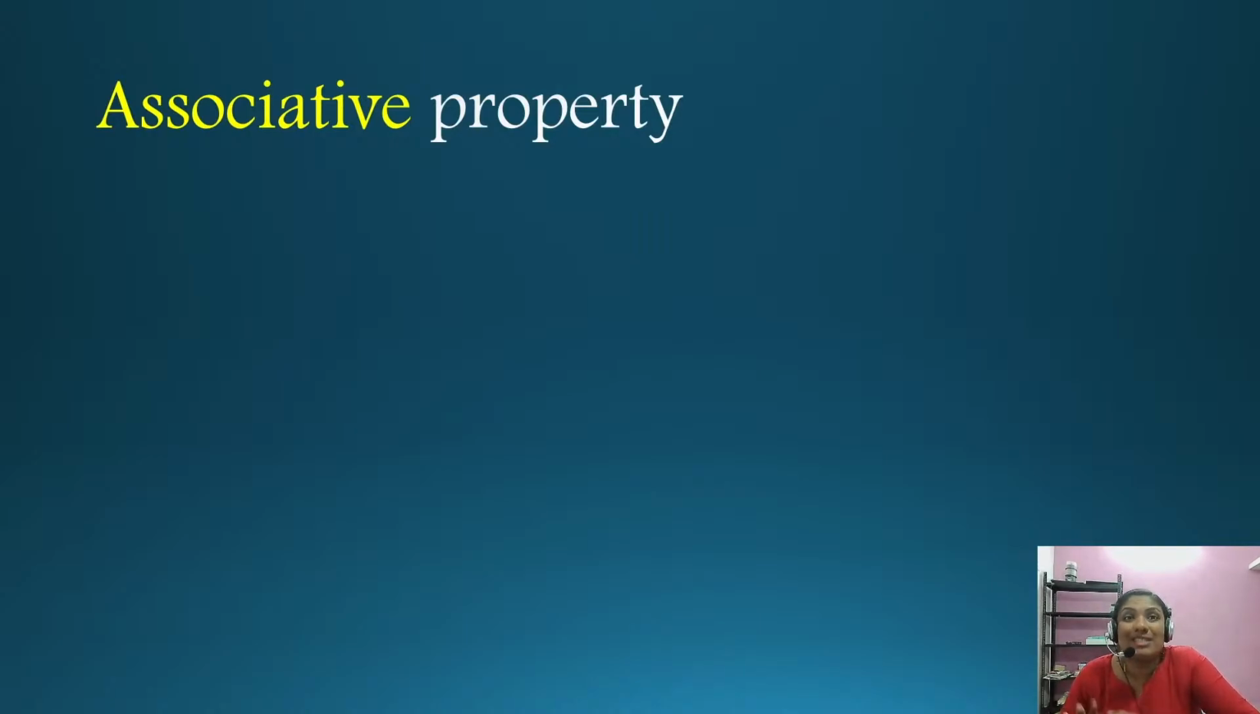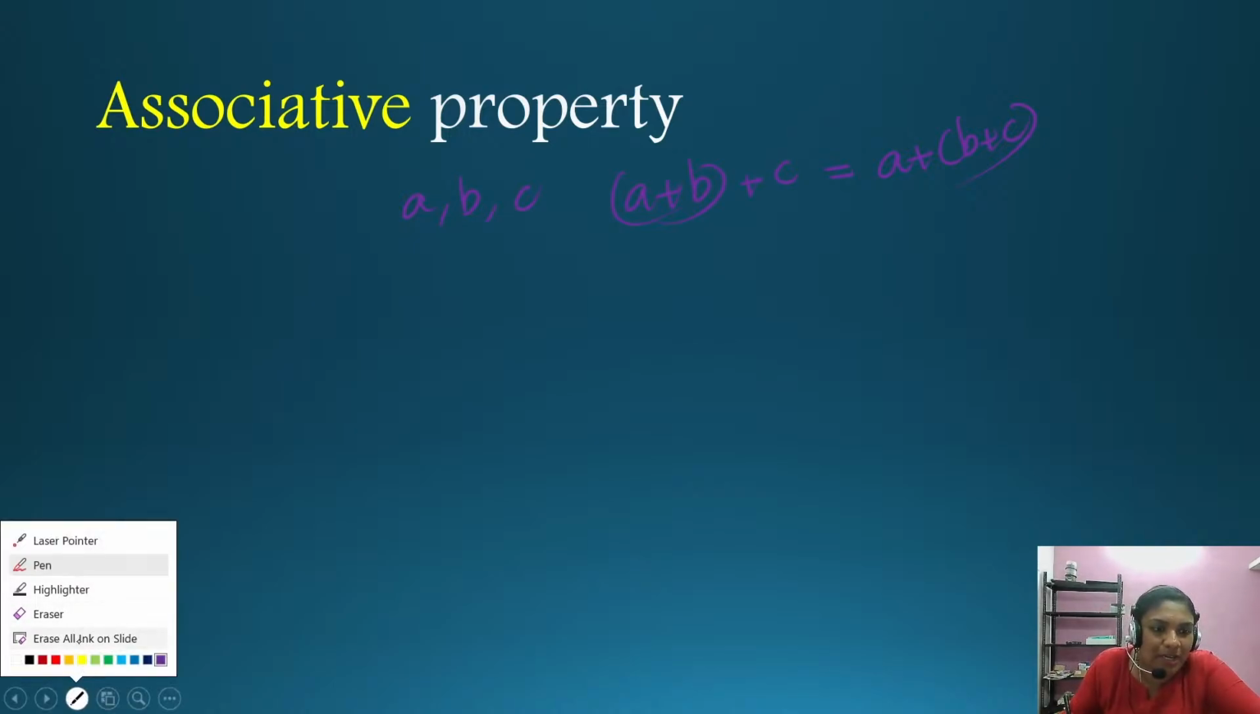Associative property, association. So the word itself gives you the meaning. There will be a group, right? So for natural numbers, whole numbers and integers, you might have learned this associative property. For, let's say, natural numbers: for every three natural numbers A, B, and C, (A plus B) plus C is equal to A plus (B plus C). See, this is what you have learned under natural numbers.